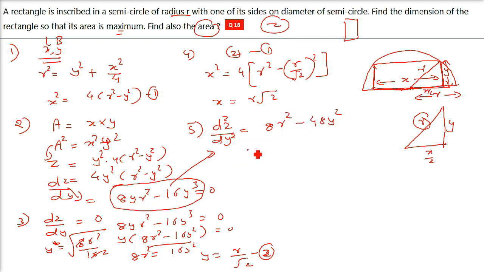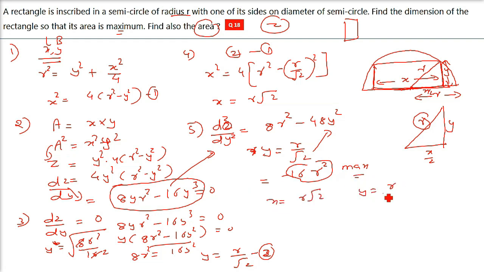But here the double differentiation, when we actually do it, and that is your responsibility, differentiation is quite easy for you. Now just replace this y by r by root 2 in the differentiation value which we got, and the final value which we get is negative. This is the final value you will get when you double differentiate. So the negative value corresponds to a maximum of whichever entity, in this case area, we have taken.